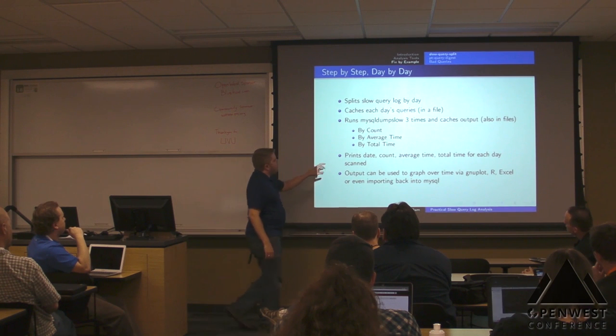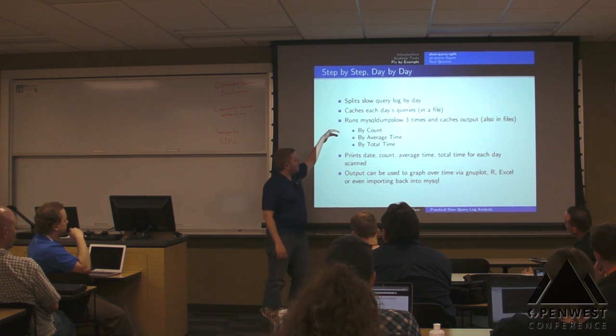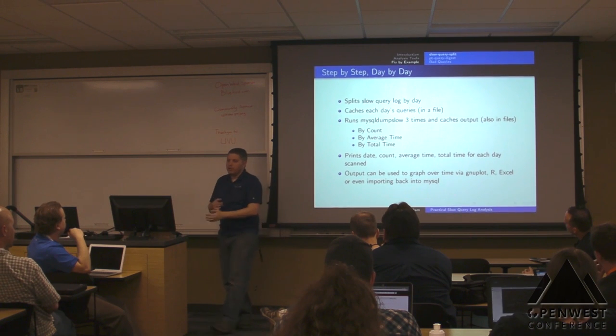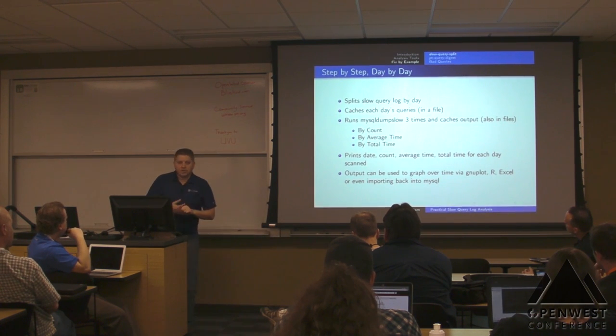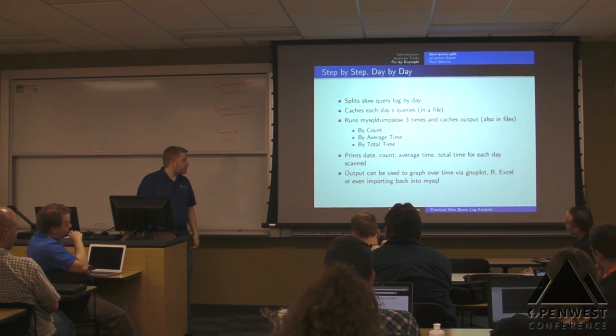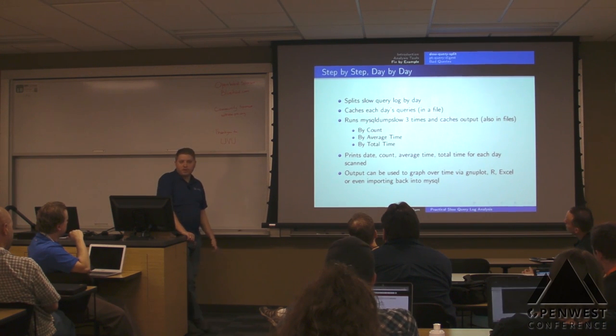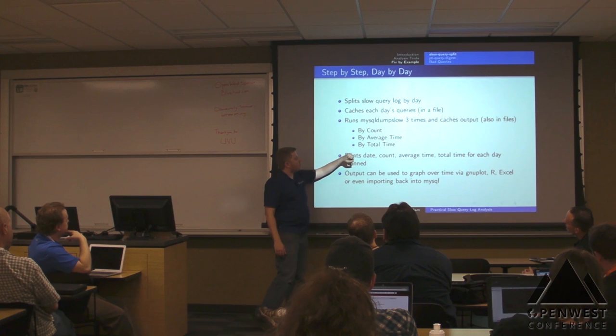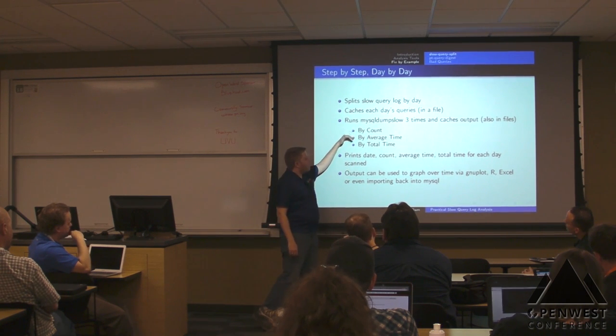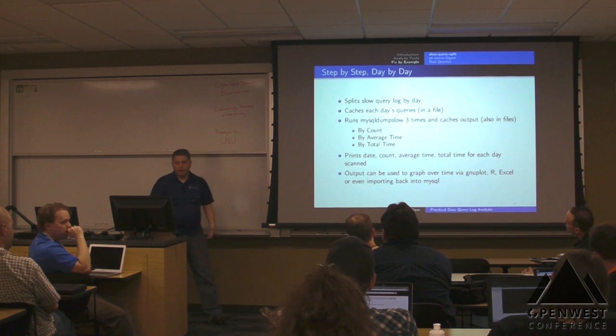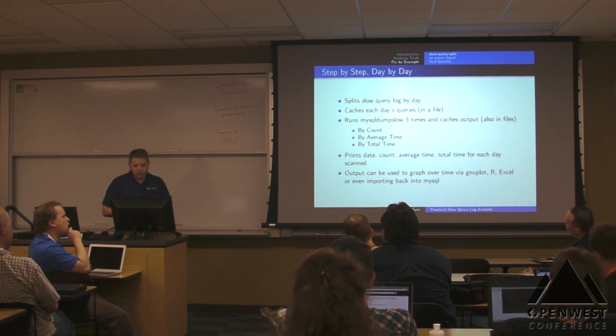It then also runs MySQL dump slow three different times and does the sorting by those three things that I mentioned before: count, average time, total time. So you can at a glance look at one file and immediately see, without having to rerun stuff, what's the most common query that's hitting my slow query log? What's the query with the longest average time? What's the query with the longest total time? Because sometimes you'll have a query that's not particularly slow, but you're running it a lot. And that adds up to total time. So it prints all of those out.